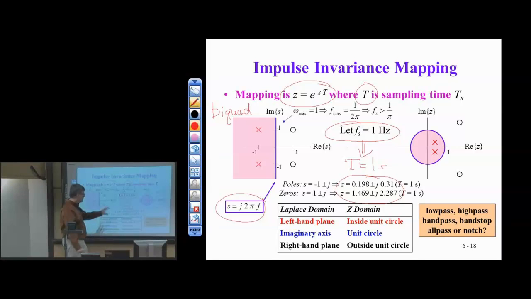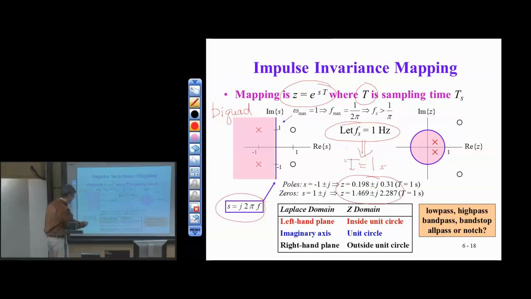And the nice thing is that this mapping preserves the notion of stability, right? So if you look at what happens, any part of the S-plane that's in the left-hand plane, that is to say the real part's negative, will map inside the unit circle. That's a good thing, right? So the region of BIBO stability for a causal system in the Laplace case maps to the BIBO stability region for the Z case. The imaginary axis, which is simply where the frequency content resides, maps to the unit circle, right?